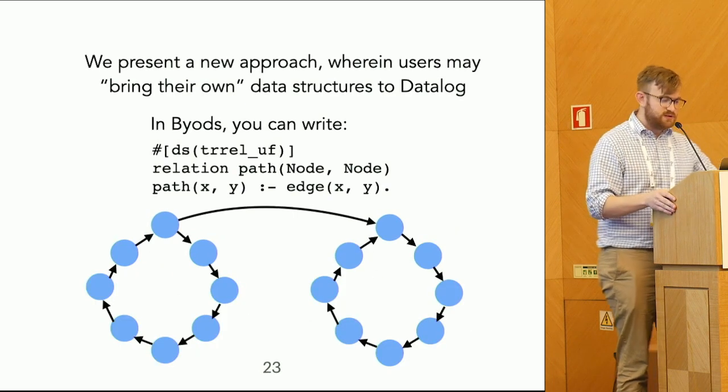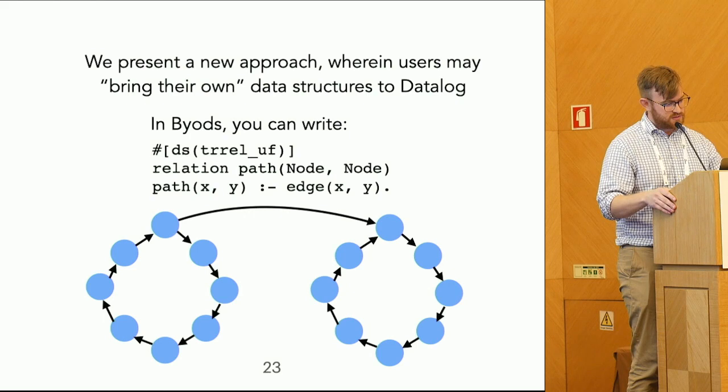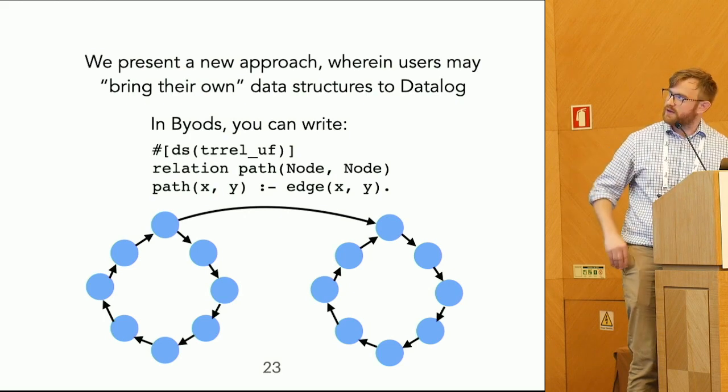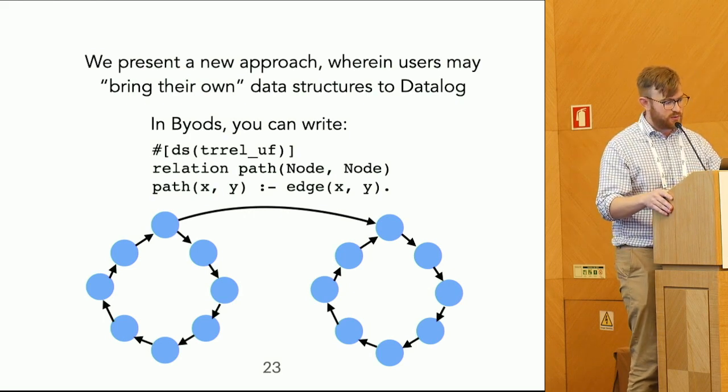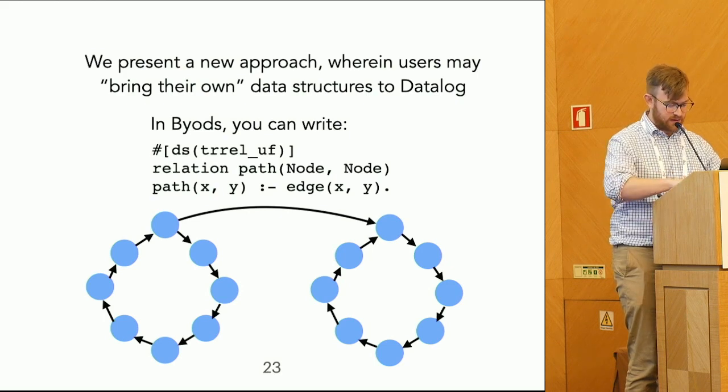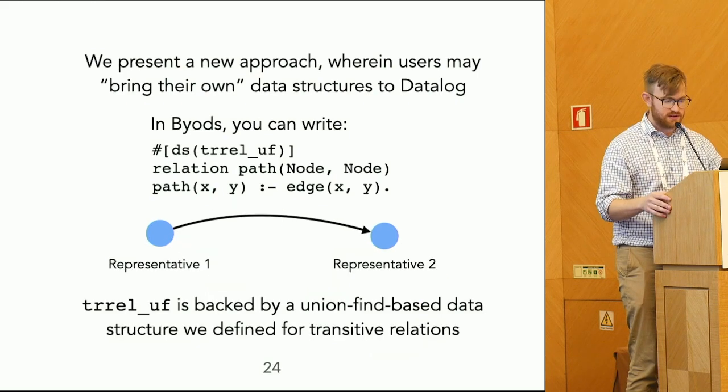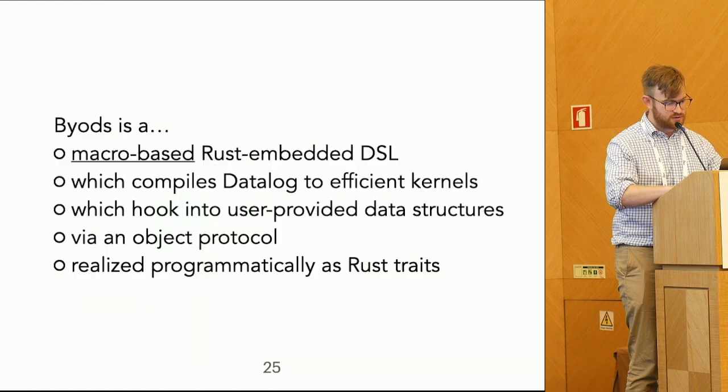So we present a new approach called Bring Your Own Data Structures. In BYODS, you can write something like this. So you specify that we want to use the transitive union-find relations, and that will make sure that this turns into this. And this TRL UF is backed by a union-find-based data structure for transitive relations.